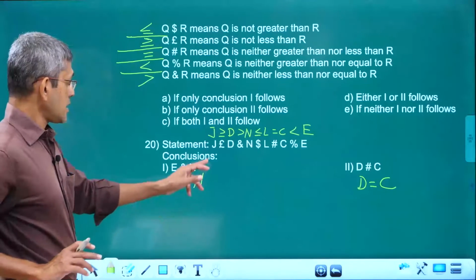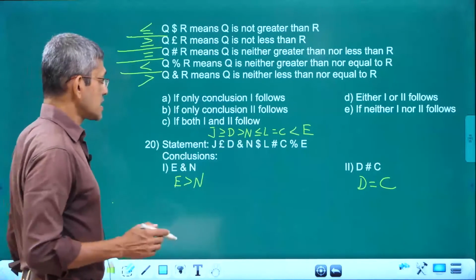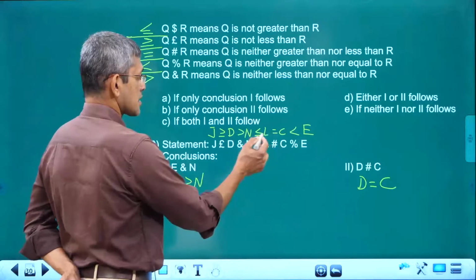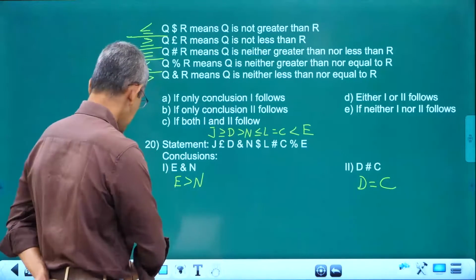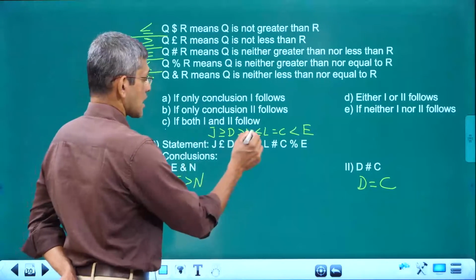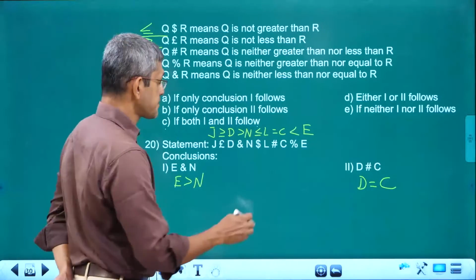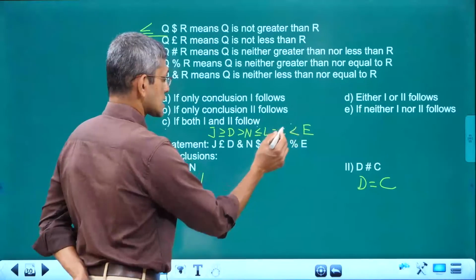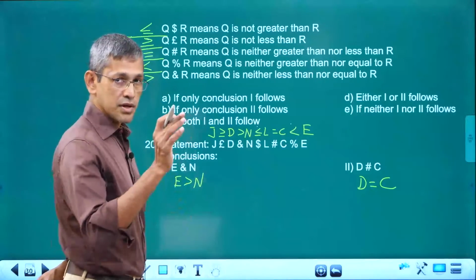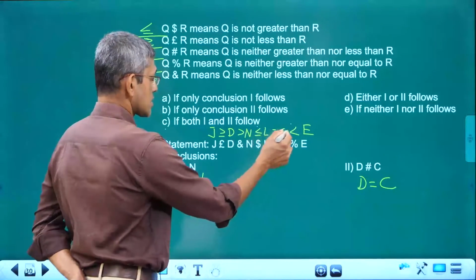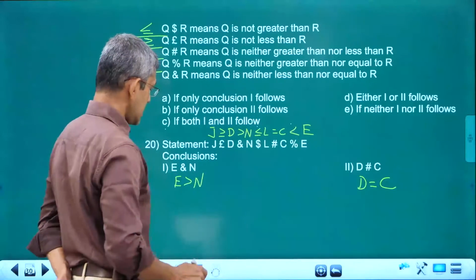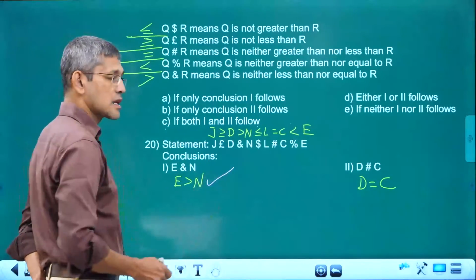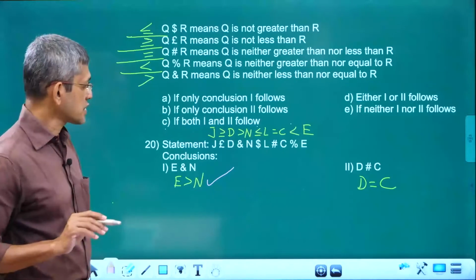First conclusion, E is greater than N. Can we say that E is always greater than N? So the symbols between E and N, what are the symbols we have? These are less than or equal to, and less than. So ignore equal to, then less than or equal to, and less than. So N is always less than E. So E is always greater than N. Correct. So first one follows.